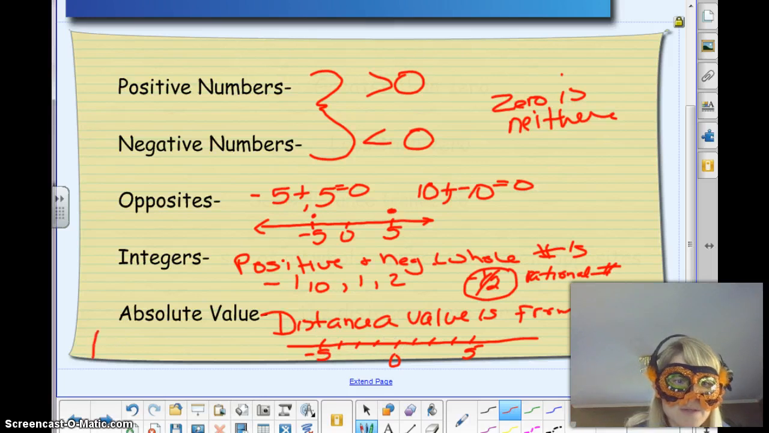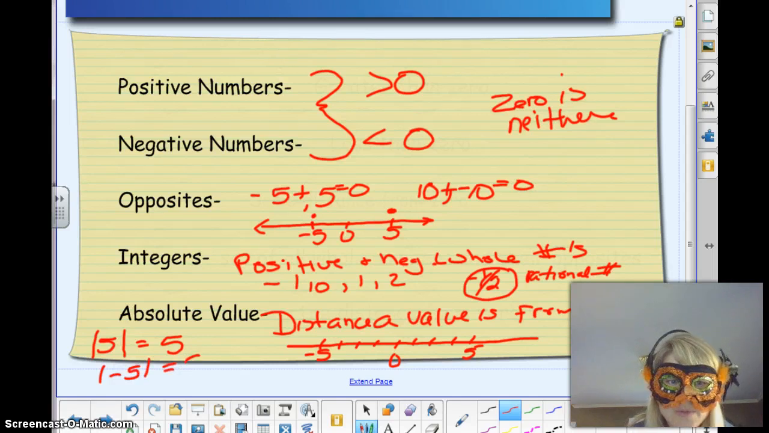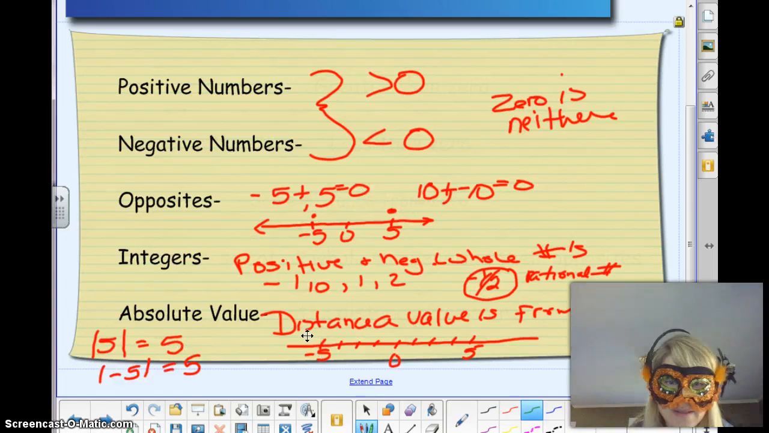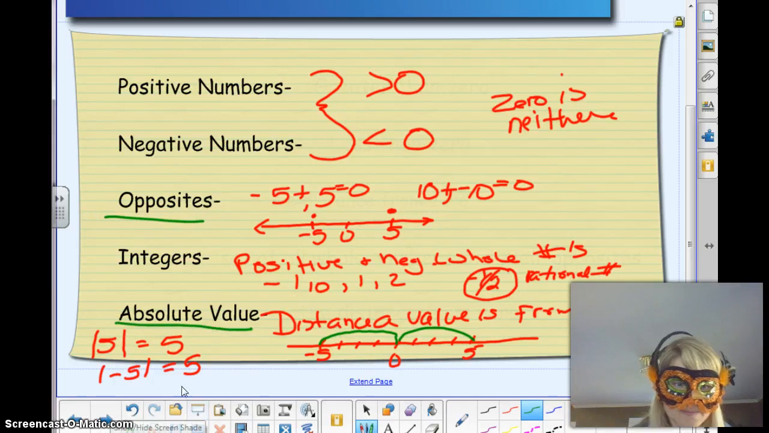Now, absolute value, we use the bracket. So I say, what's the absolute value of 5? That really means how far away is 5 from 0? And you would say 5. The same thing goes for negative 5. If I said, how far away is negative 5 from 0? You would tell me 5. Now, if I asked you, what's the opposite of 5? You would tell me negative 5, because those two equal 0. This wants to know what this distance is from here to here, or from here to here. Okay, so very different between opposites and absolute values.